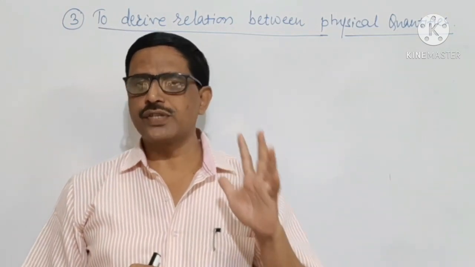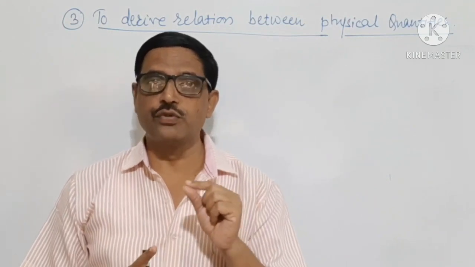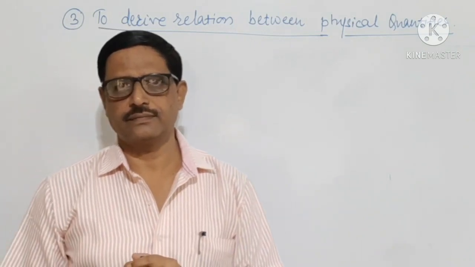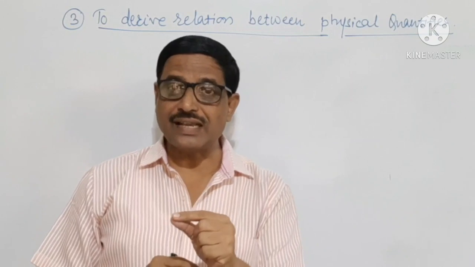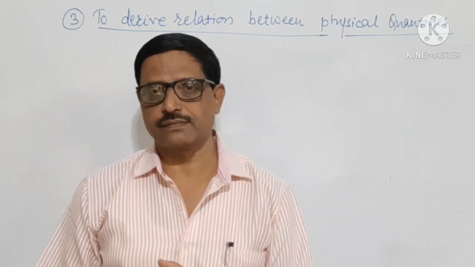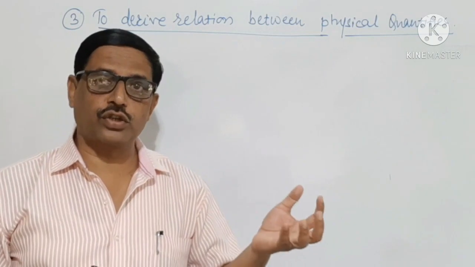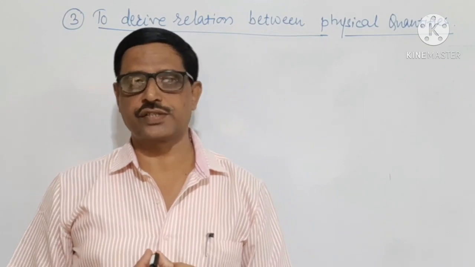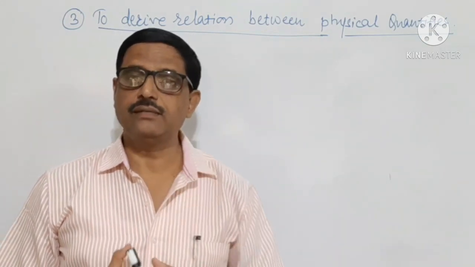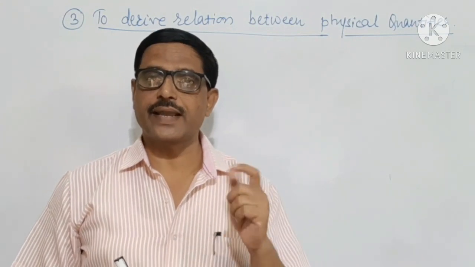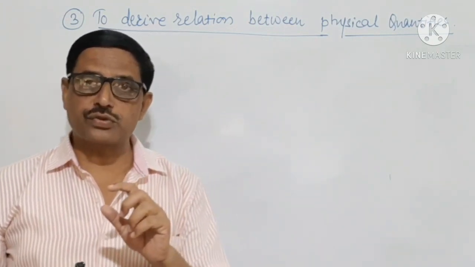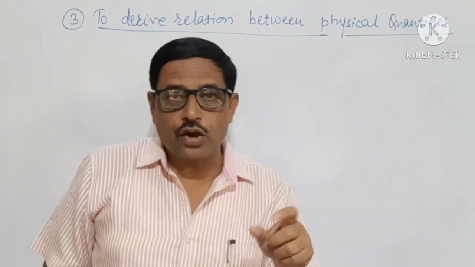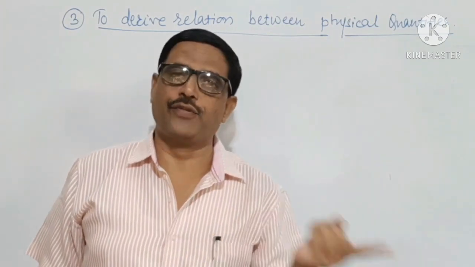The first use of dimensional analysis is to verify whether the given equation is correct or not. That is, to check the correctness of the given physical equation, or to find out the truth of the given physical equation. This is one of the uses of dimensional analysis. Then the second use of dimensional analysis is to determine the conversion factor between the units of the same physical quantity in different systems.